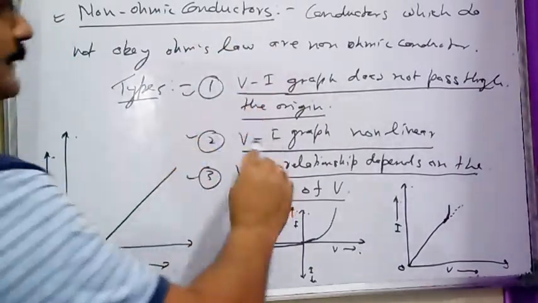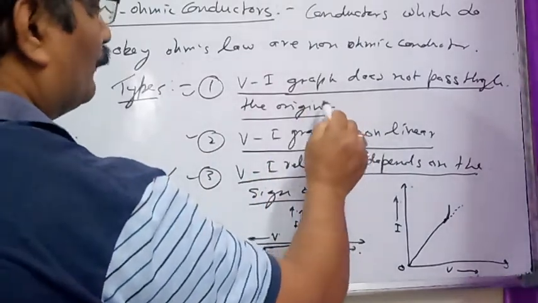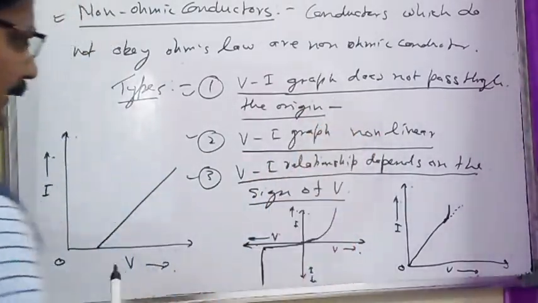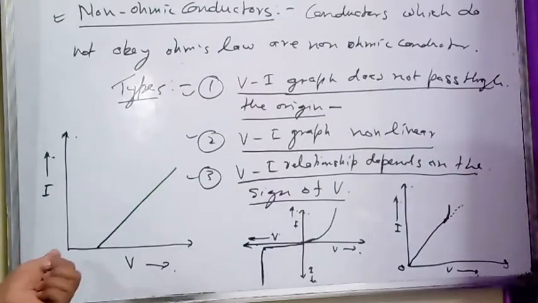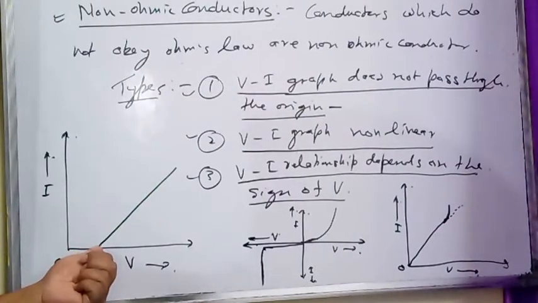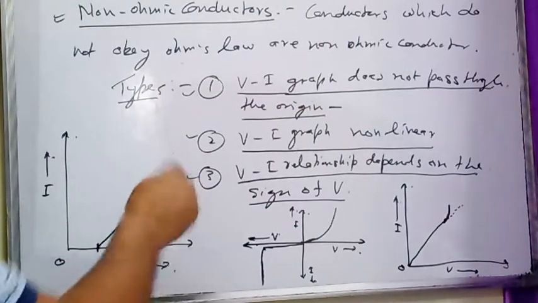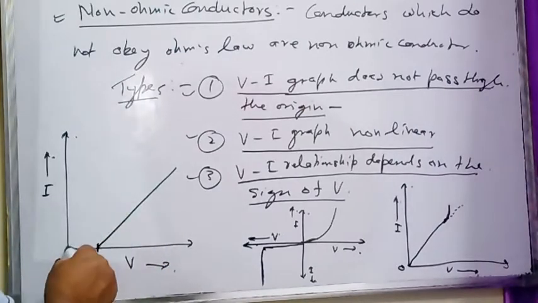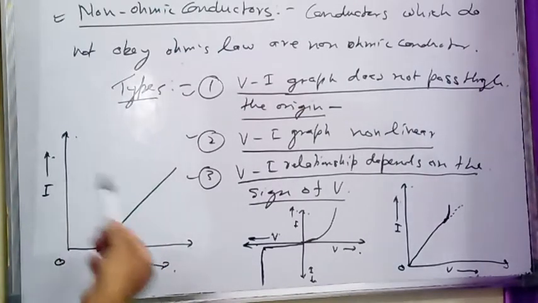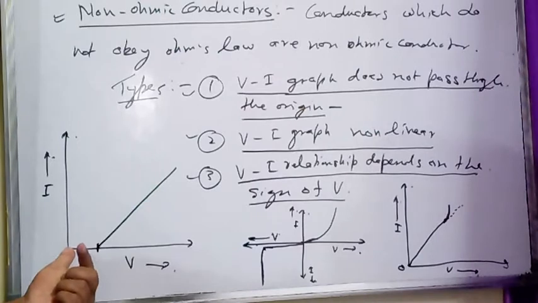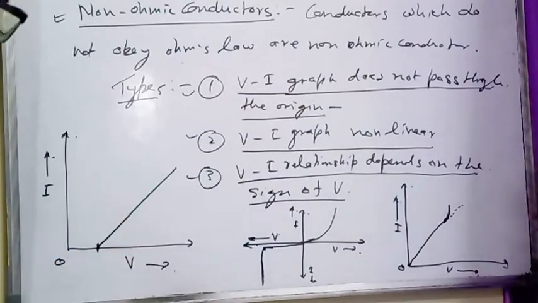In the first category, basically voltameters are there. If current is passed through the voltameter, up to a certain value of the applied potential, current remains zero. But after that value of the potential, current starts increasing linearly. As this graph is not passing through the origin, that is why we can say voltameters are non-ohmic conductors.